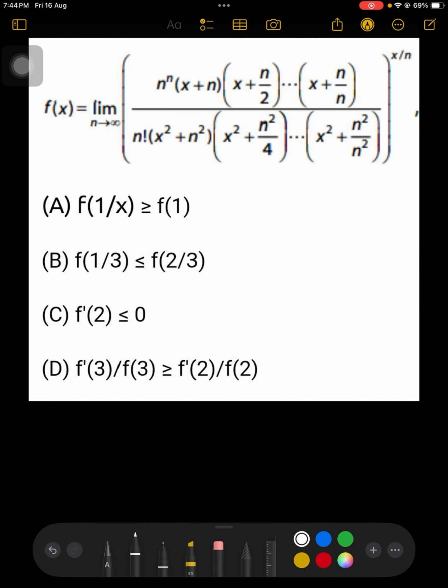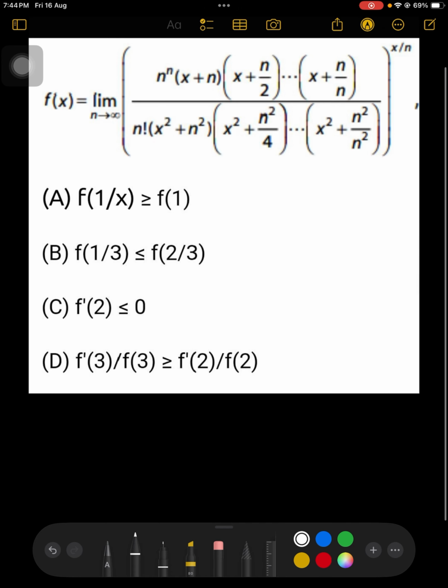Hi students, today we will discuss a previous year advanced question, a very interesting question and a very difficult question too. Just coming to the question, f of x equals limit n tends to infinity of (n^n times (x+n)(x+n/2) and so on up to (x+n/n)) divided by (n factorial times (x^2+n^2)(x^2+n^2/4) and so on up to (x^2+n^2/n^2)), whole power x by n.